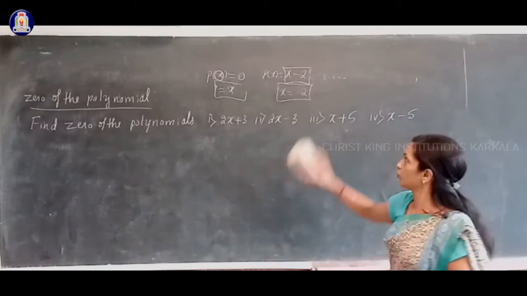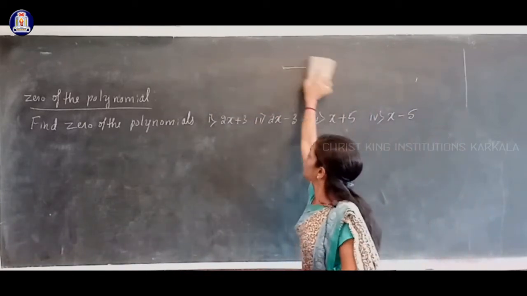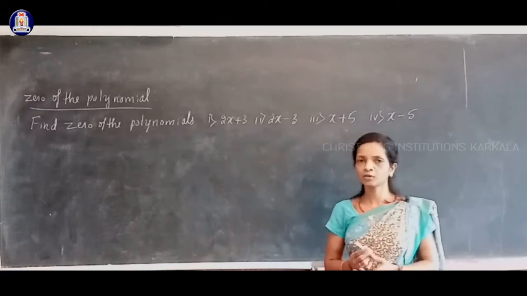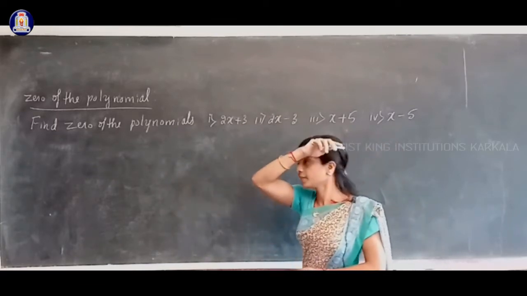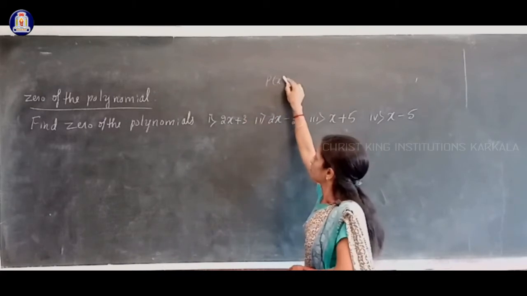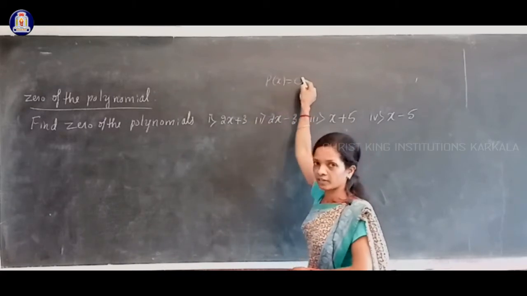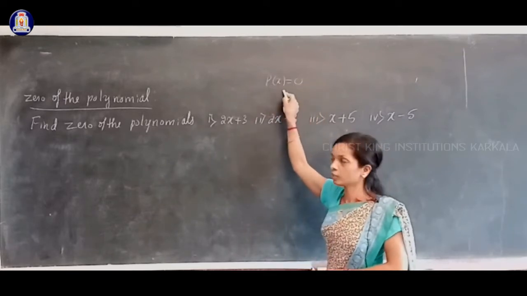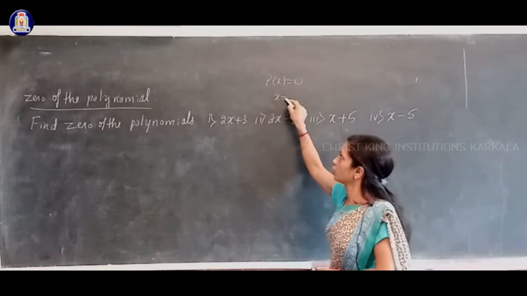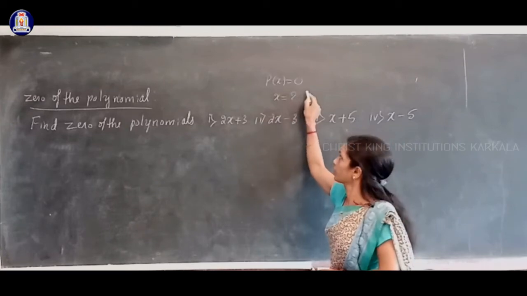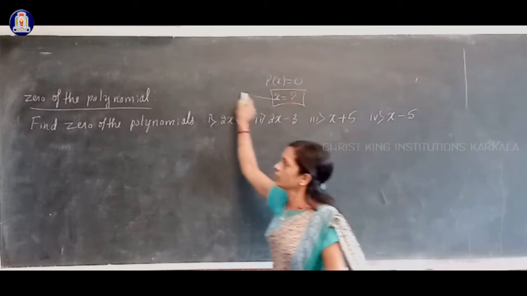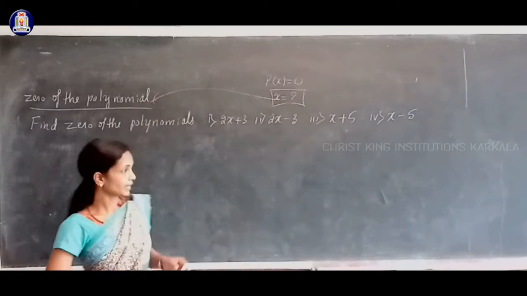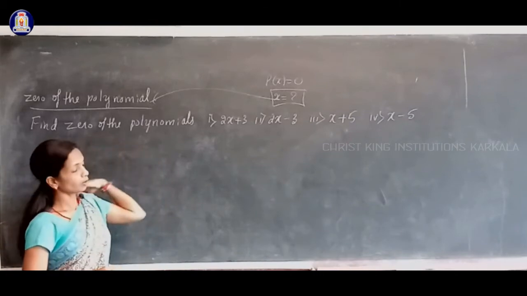So to find the 0 of the polynomial, you have to proceed like this. Sometimes you can directly guess what the 0 of the polynomial will be. If you can't guess, then you do it like this. Take a polynomial as p of x and set p of x equal to 0. From that you will get one equation, and if you simplify that equation, you will get the value of x. That value of x is called the 0 of the polynomial. Now you have some problems related to that. You have to find the 0 of the polynomial.